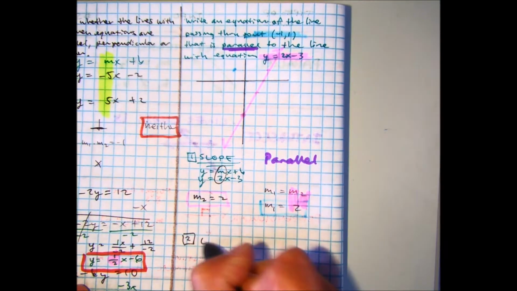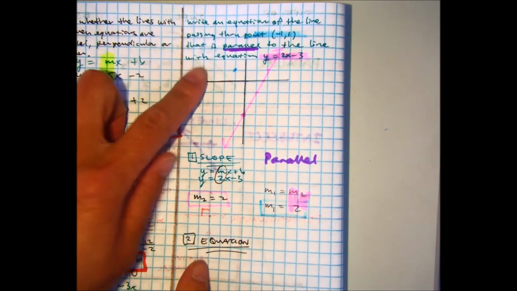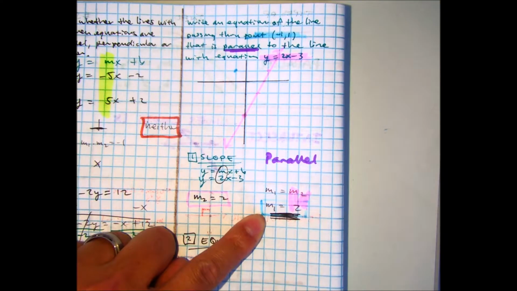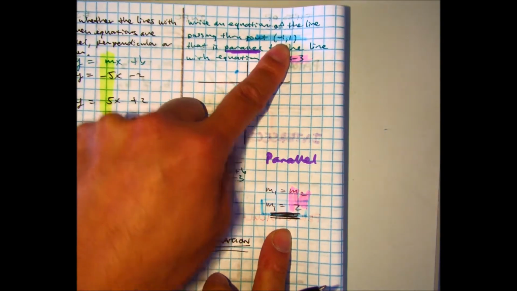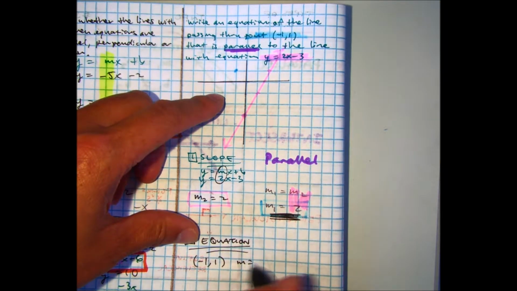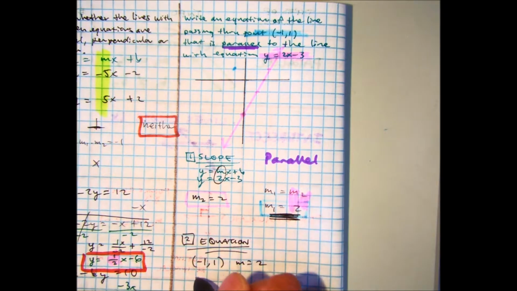Okay. Now the problem says write an equation. So let's write an equation. In my equation, I have a slope of 2, and I have this point, negative 1, 1. Partner B, tell partner A, which form do you think we'll use? Nicole, which form do you think we're going to use? There you are, Nicole. Which form?